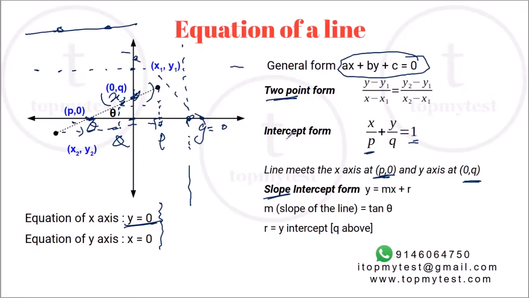A third form, a combination of trigonometry as well as the intercept form, is called the slope intercept form. Now if you have any one point, you can draw infinitely many lines. But if I tell you that the line passes through a particular point, and I give you the angle of this line with the y-axis, there will be one unique line like this. So slope intercept form gives you that line.